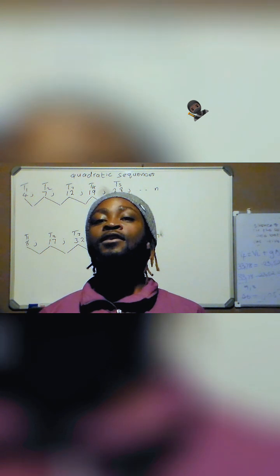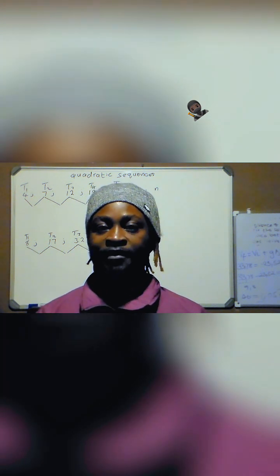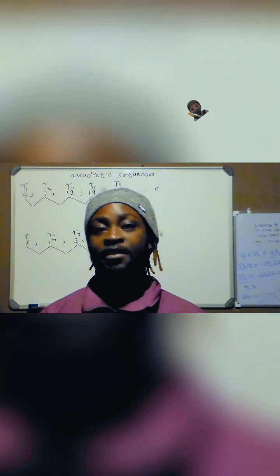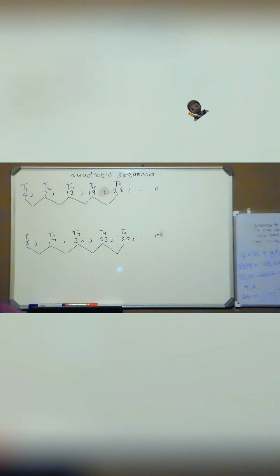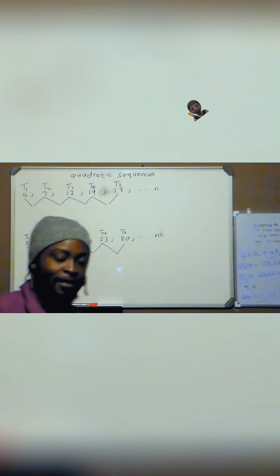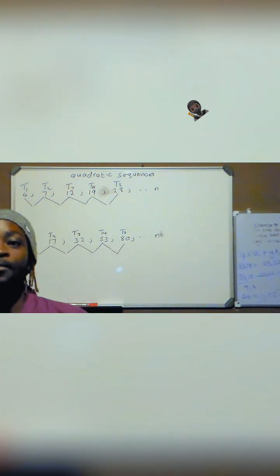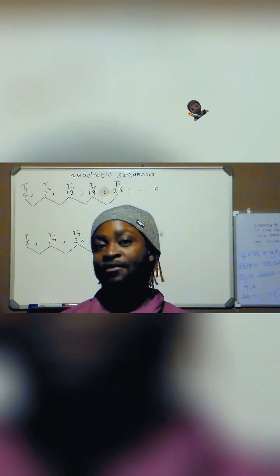I hope you are well. So in today's video we are supposed to be covering the quadratic sequence. We have already dealt with the arithmetic sequence, we have already dealt with the geometric sequence. We said an arithmetic sequence is a sequence in which the difference between any two successive terms is some constant d, right? Here in quadratic sequences we are talking about the second difference.